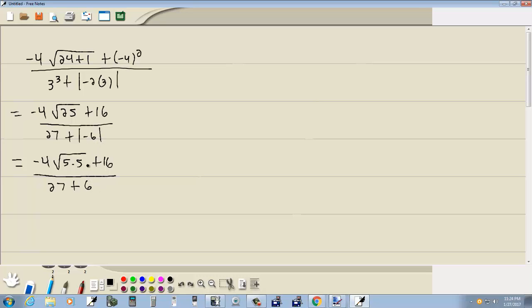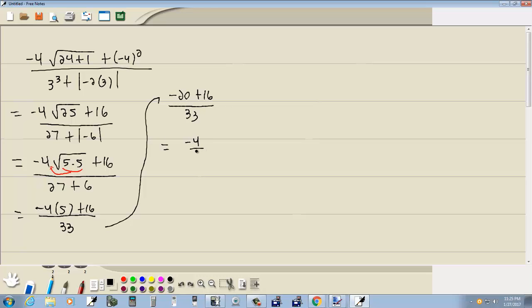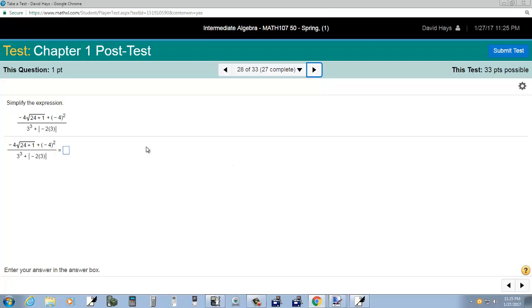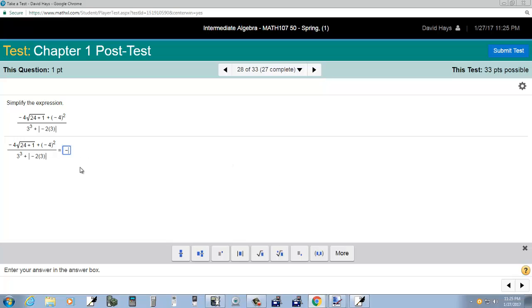Absolute value's only purpose is to make whatever's inside positive. Now with square roots, we're looking for pairs of something. Here's a pair of 5s, so this pair of 5 is going to come out in front as a single 5. So this is negative 4 times 5 plus 16. And 27 plus 6 is 33. Negative 4 times 5 is negative 20 plus 16 over 33. Which gives us negative 4 over 33. Hopefully. Negative 4 over 33.